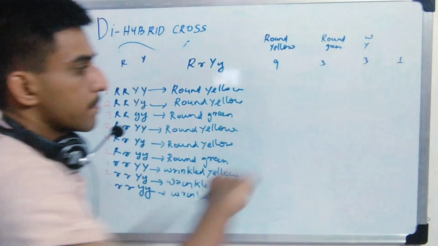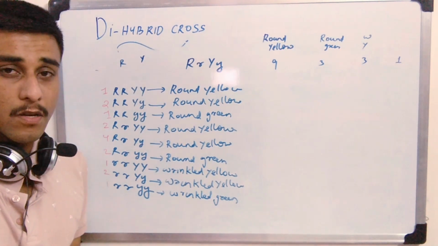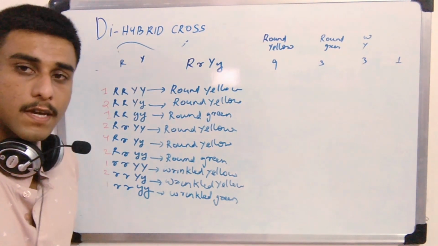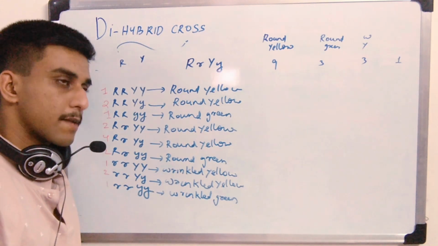This is the phenotypic ratio of the dihybrid cross. So we can understand many varieties from the genotypic ratio.